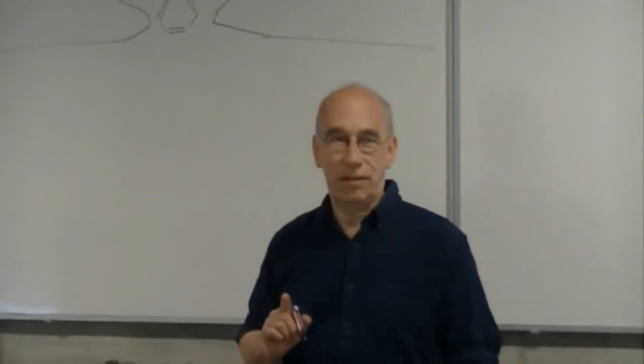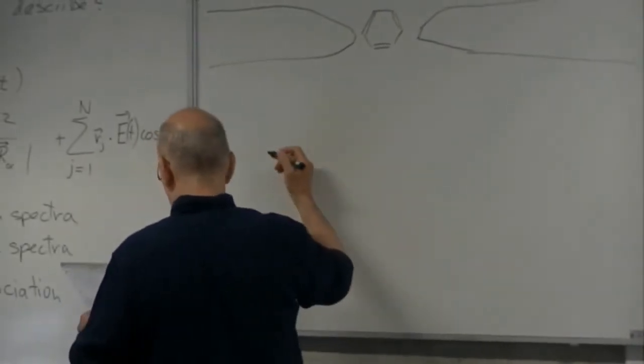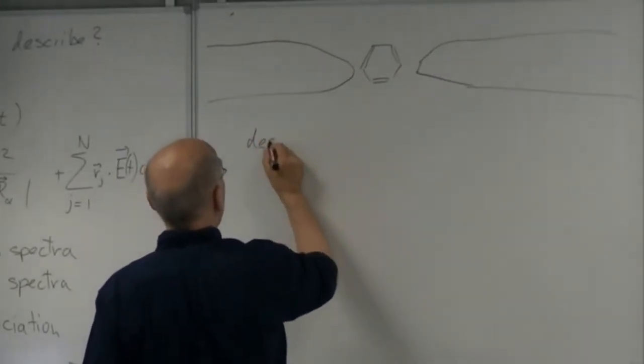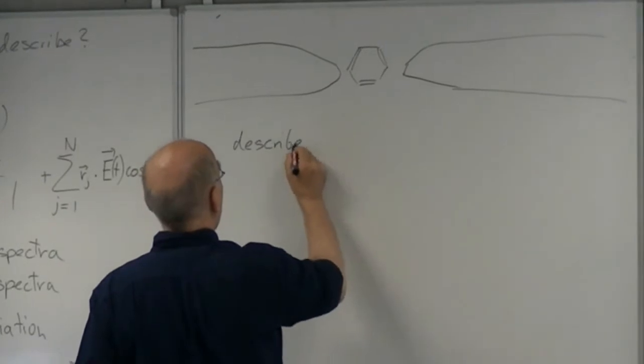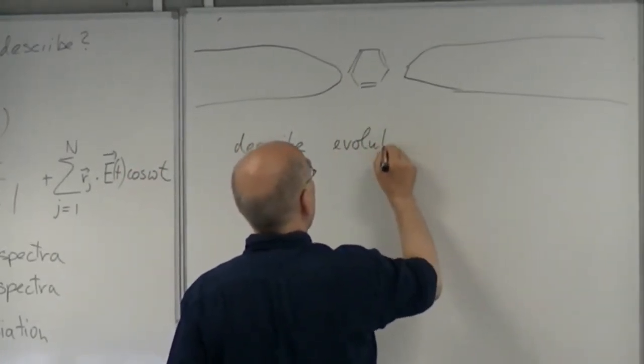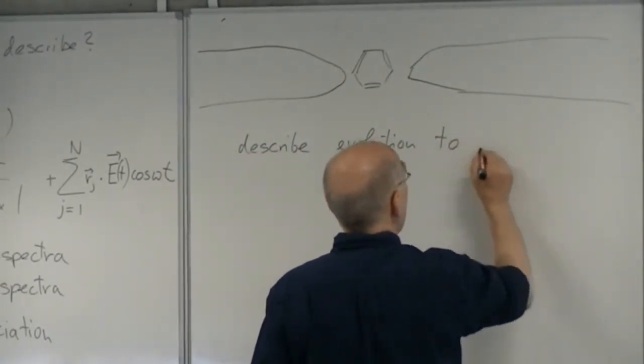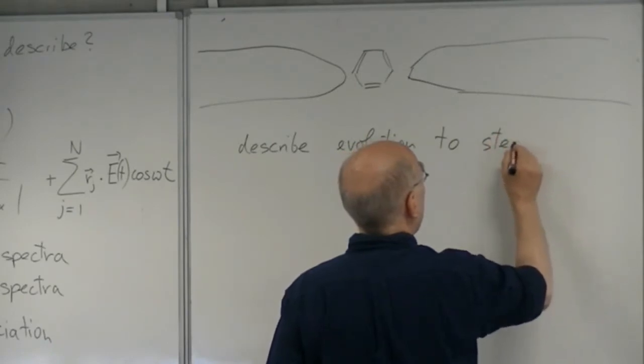It's not a ground state. Keep this in mind. So it's not the realm of ground state DFT, but it's a non-equilibrium situation that does not change in time. So that's a steady state. So here the goal would be to describe the evolution to a steady state current.